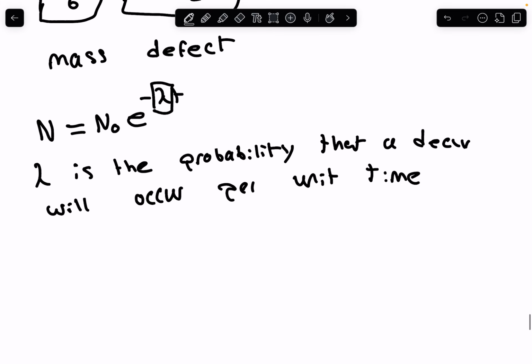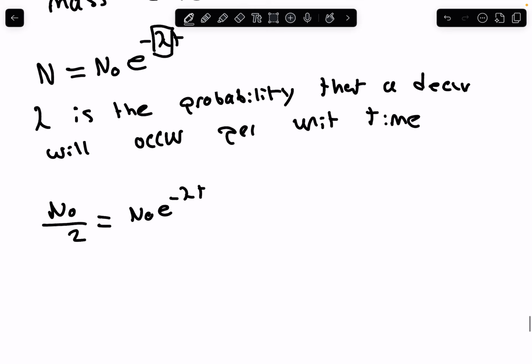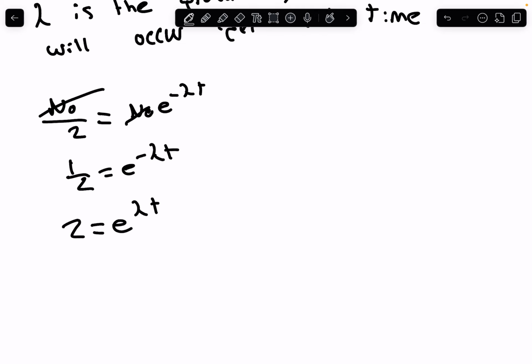So for the half-life, we want N to be equal to N node over 2. So it becomes N node over 2 equals N node e to the negative lambda t. If you cancel both sides, you're simply solving for one half equals e to the negative lambda t, right? So you want to get rid of the negative sign, so it becomes 2 equals e to the lambda t. And you want to get rid of the exponent, right? So you ln both sides and it becomes ln 2 equals lambda t, and lambda equals ln 2 over t.